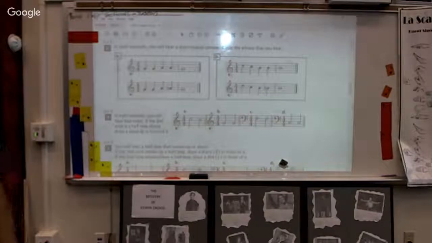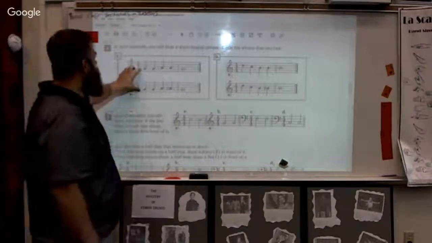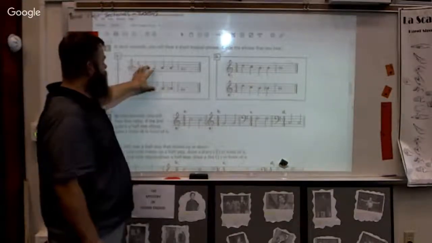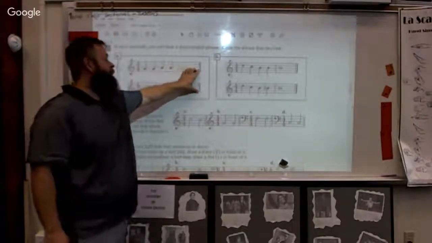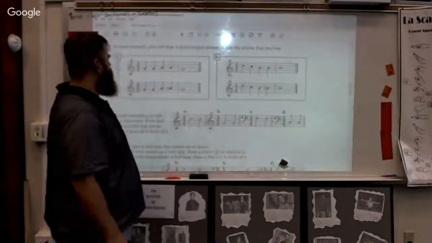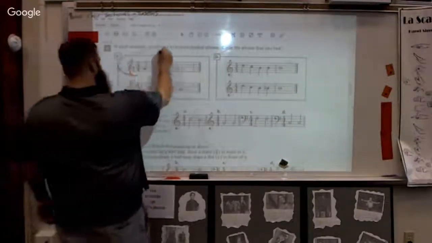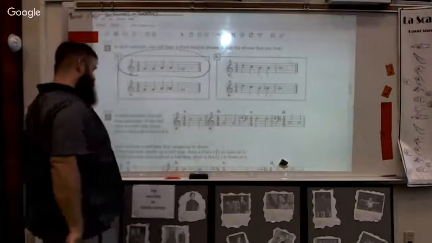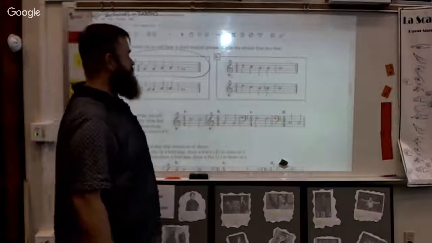1, 2, 3, 4. Okay, one more time. Tracy, which one did you circle? The top one. That's correct. So, la, la, so. Beats 3 and 4 sounded exactly the same. There was no change. Exercise B.